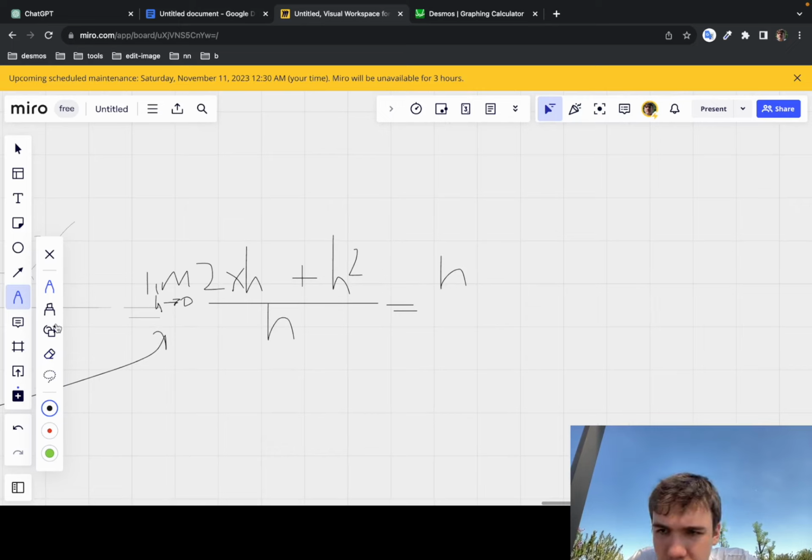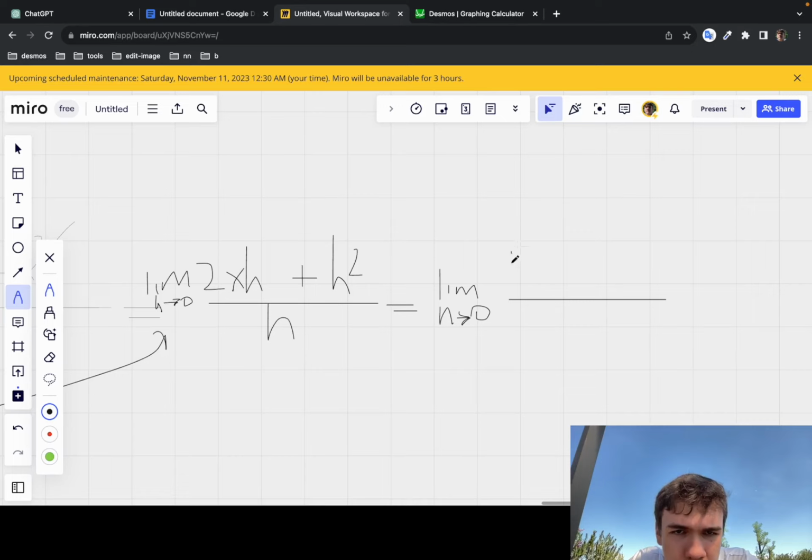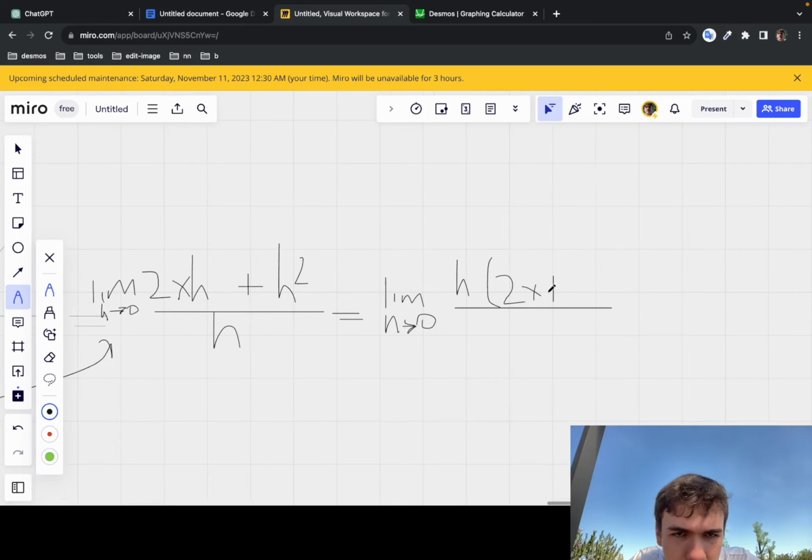So let me raise this for a while. So limit where h approaches 0, and over h. So now I'm going to put h out of them. So we have 2x, we take h out of it, plus h, and then over h. If I multiply h by 2x and by h, I'll get absolutely the same thing, 2xh plus h squared.